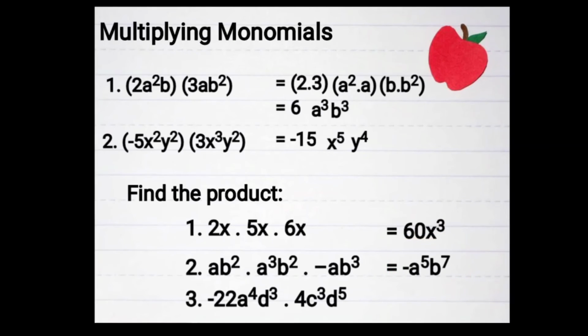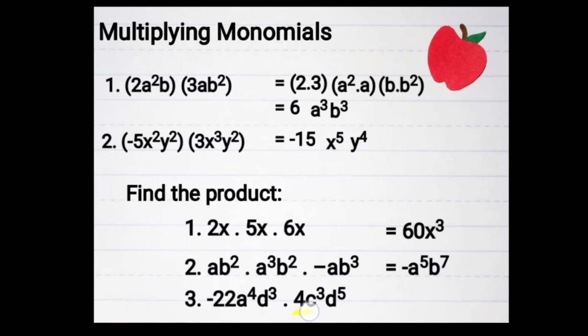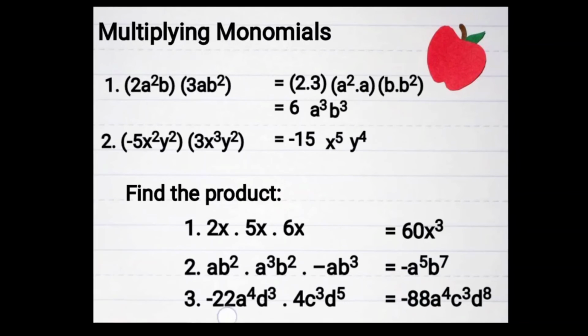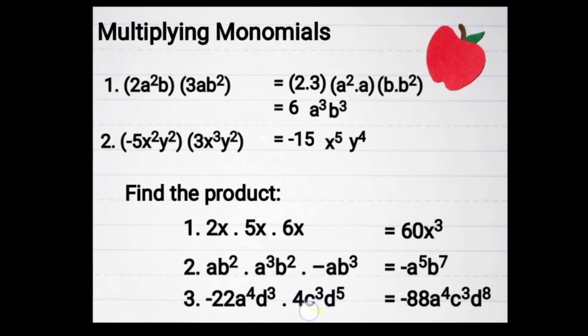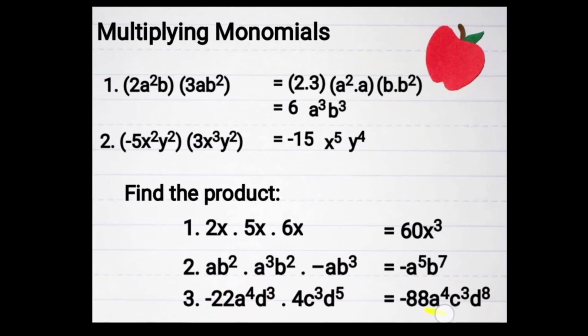Number 3. Let's multiply the numerical coefficient. We have negative 22 times 4 is negative 88. Then for the base a, we have a to the fourth. As you can see, we don't have a here, so let's copy a to the fourth. That's why we have here a to the fourth power.